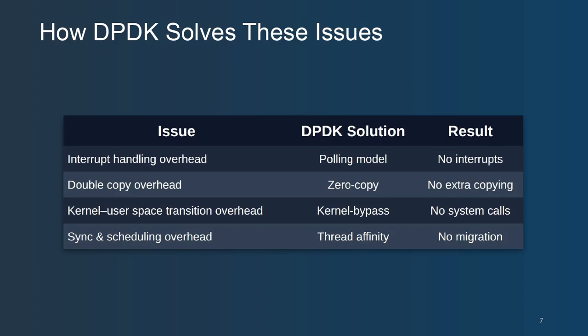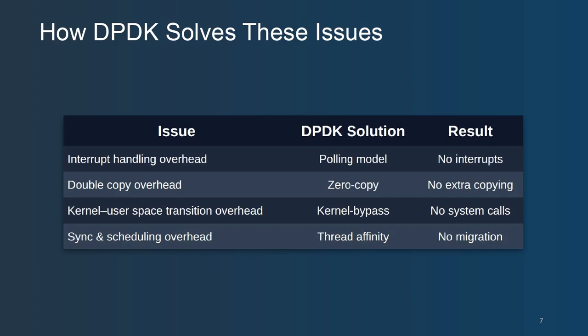The second issue was double copy overhead. Normally, packets are copied from kernel to user space. DPDK solves this with a zero-copy model, where packets go directly into user space buffers, eliminating the extra copy and delivering maximum throughput. The third issue we discussed was kernel user space transition overhead. Normally, every packet goes through kernel system calls, which adds significant latency. DPDK uses kernel bypass. The application talks directly to the NIC via the poll mode driver. As a result, there are no system calls and no kernel overhead.